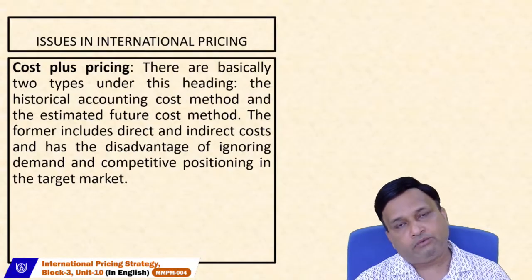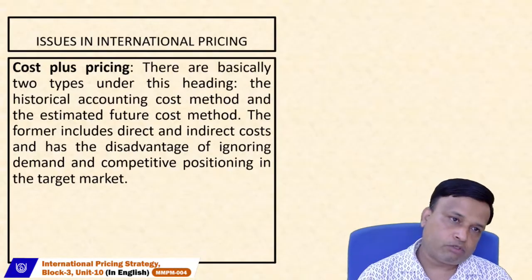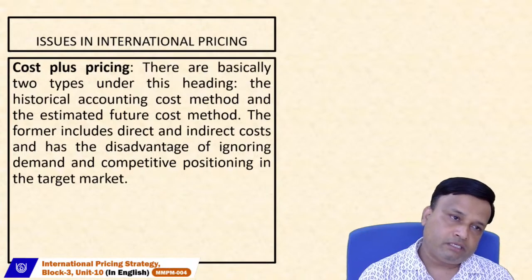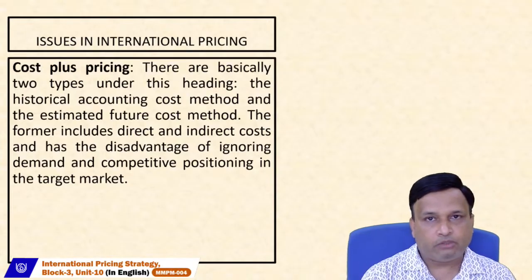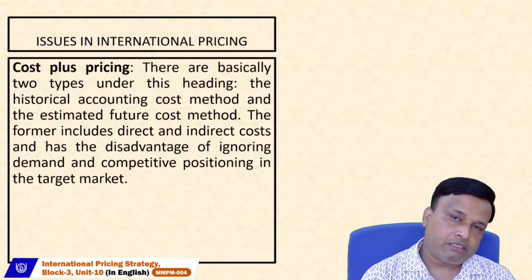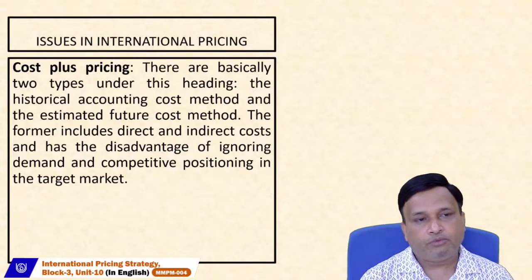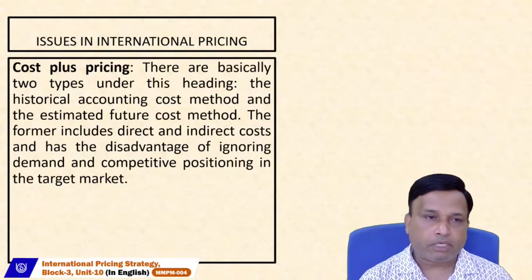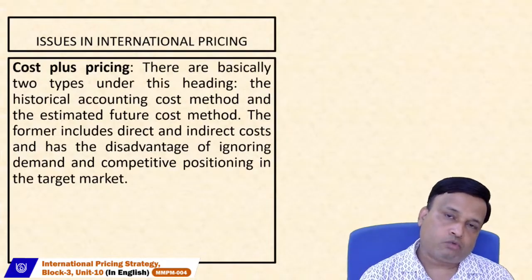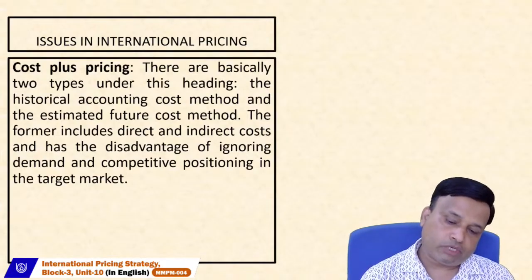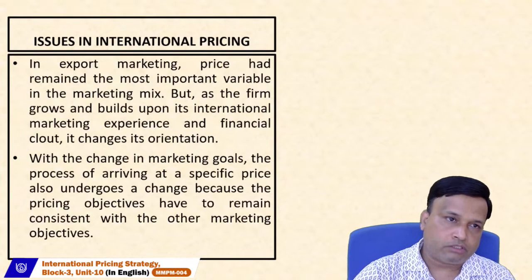So exactly we talk about when you are deciding about the price, international pricing, you also have to see the cost. If you only see the cost, the other aspect you are ignoring is the competitive positioning and the demand. You cannot ignore the demand, you cannot ignore the competition, you have to think about that. That is why even if you are going for cost plus pricing, those are the two things you cannot ignore.